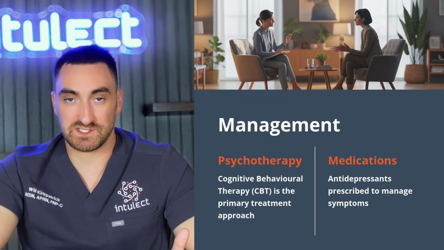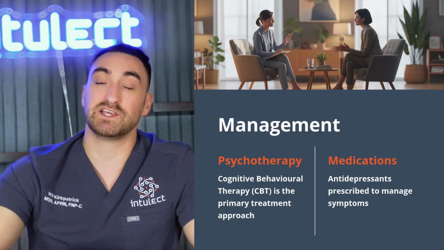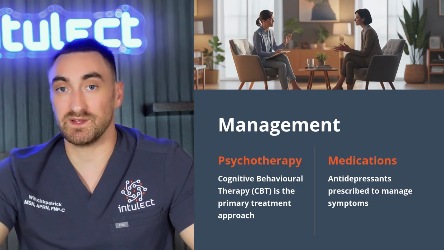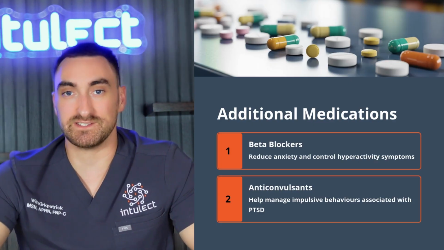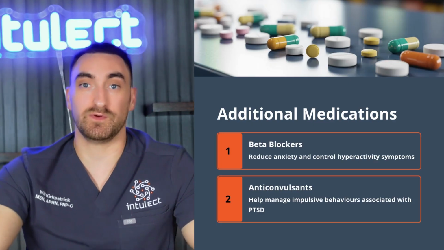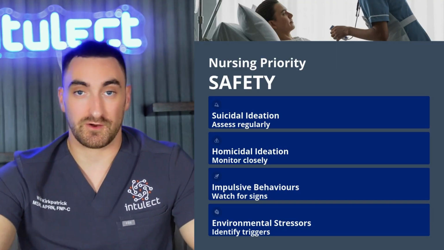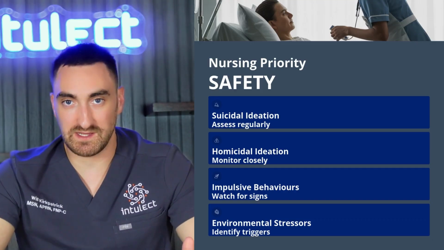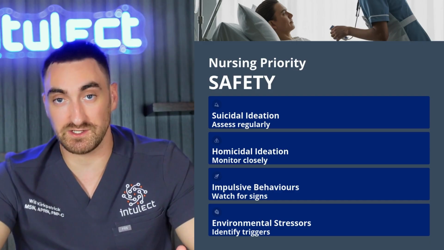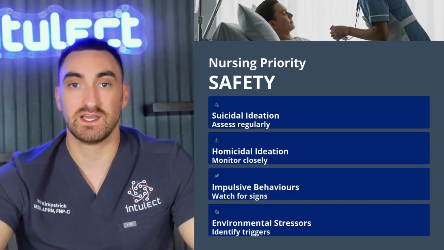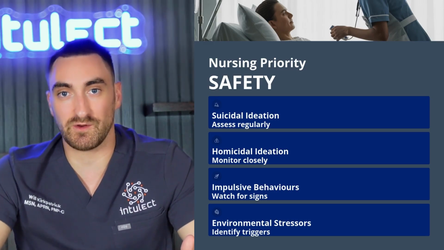Now, of course, the interventions will be psychotherapy, such as cognitive behavioral therapy, along with medications most likely, such as antidepressants. Beta blockers can also help with the hyperactivity or the anxiety, and anticonvulsants can help with the impulsiveness related to PTSD. Your main concern as a nurse at the bedside, of course, is always safety. So always assess for suicidal ideations and homicidal ideations, and look out for any impulsive behaviors or, of course, any increased stress going on in their environment.